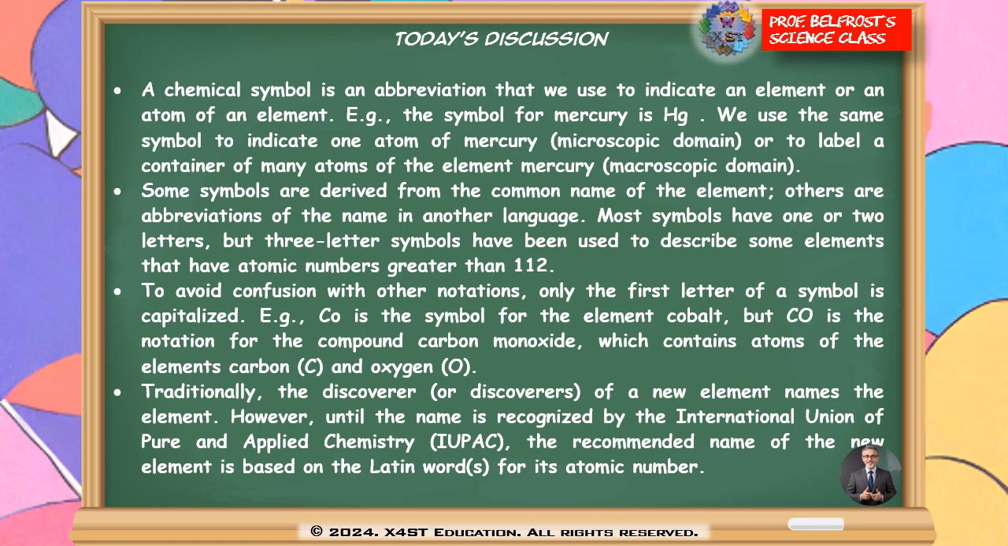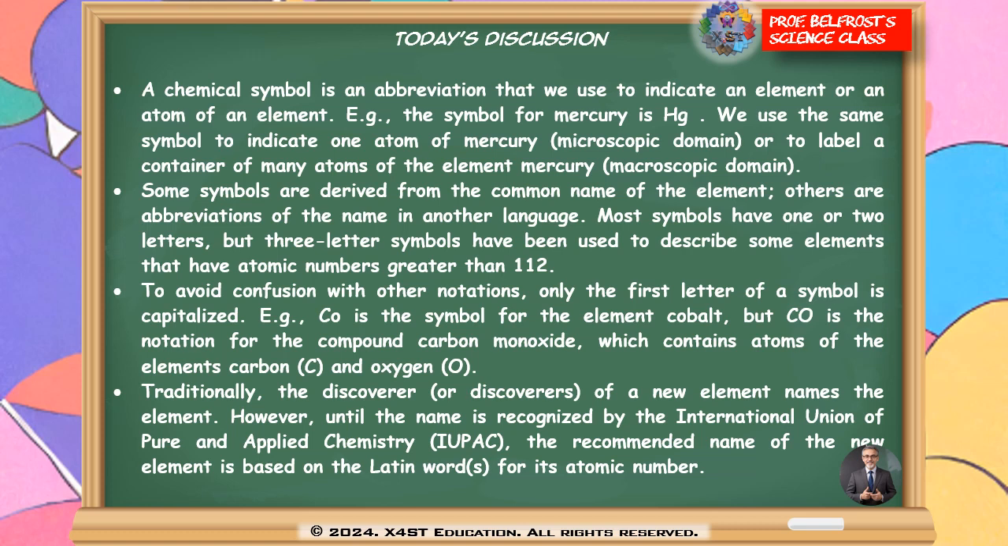Okay, to avoid confusion with other notation, only the first letter of a symbol is capitalized. For example, Co, with a capital C and a small o, is the symbol for the element cobalt. But CO, with a capital C and a capital O, is the notation for the compound carbon monoxide, which contains atoms of the elements carbon, C, and oxygen, O.